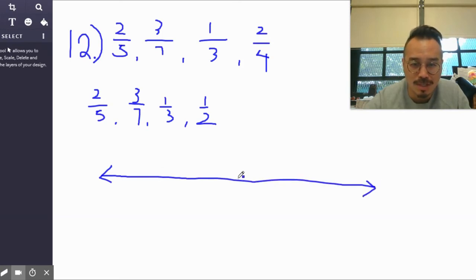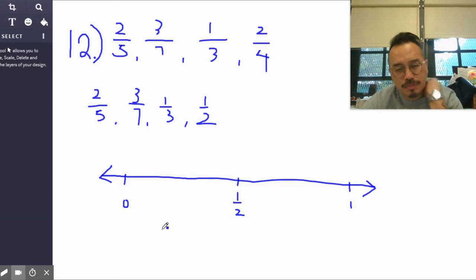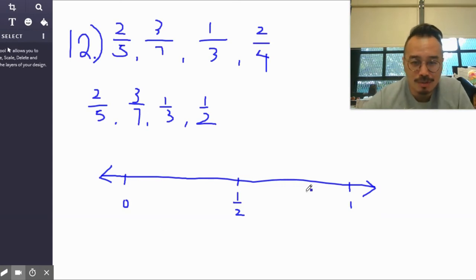Okay, so let's say this is 0, with some space to maneuver, and that's 1. Let's say this is half. Now 1/3 is somewhere down this way, because this is the 1/2, so this is 1/3 right here. I'm eyeballing a little bit, but that's okay. So 1/3 is definitely smaller than 1/2, which leaves us with 2/5 and 3/7.